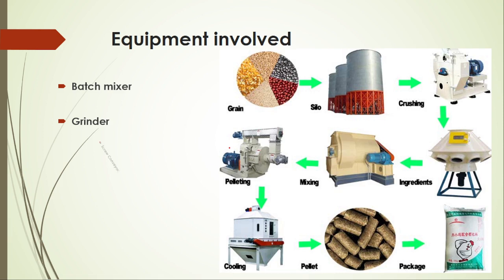Then the screw conveyor, it is a conveyor which is used to move solid and semi-solid materials from one place to another place. Then the pellet making machines. These machines are used to make the pellets.